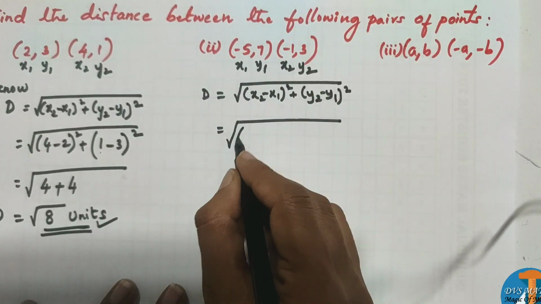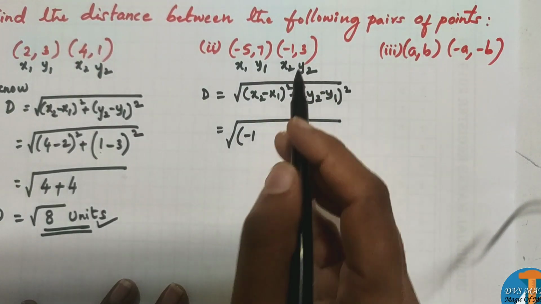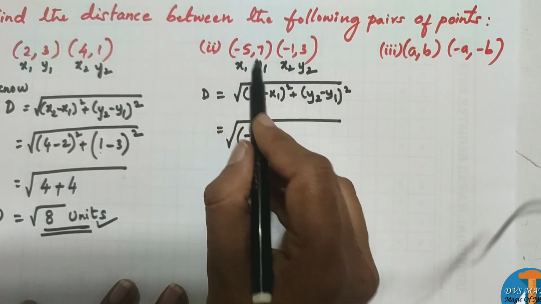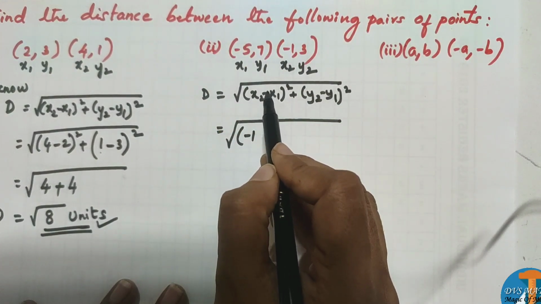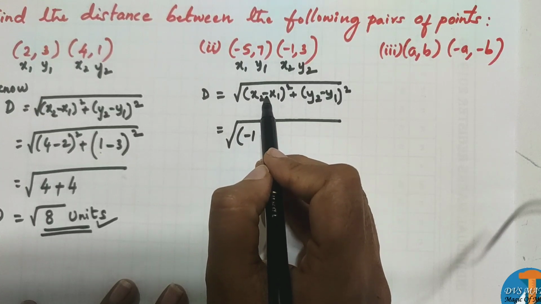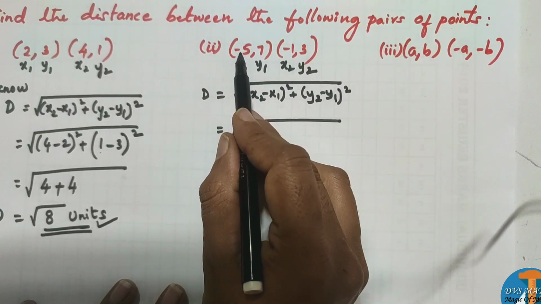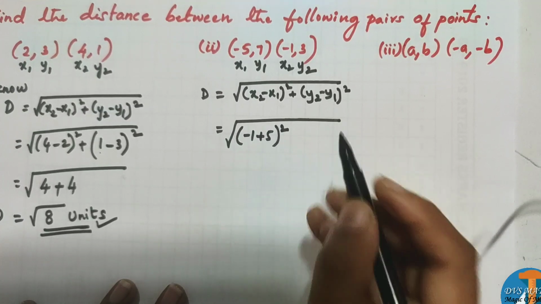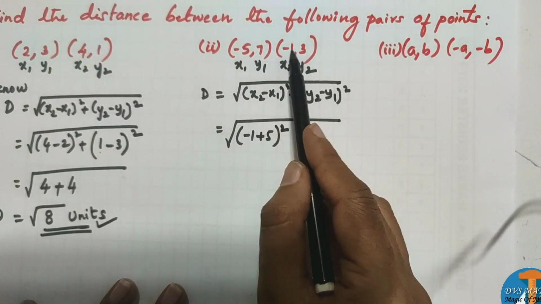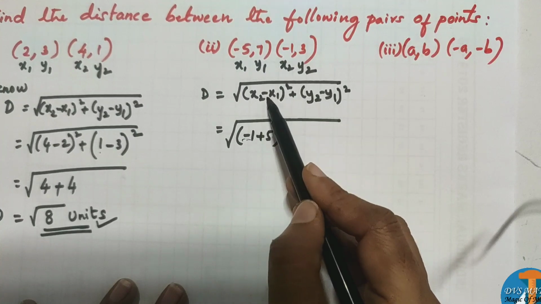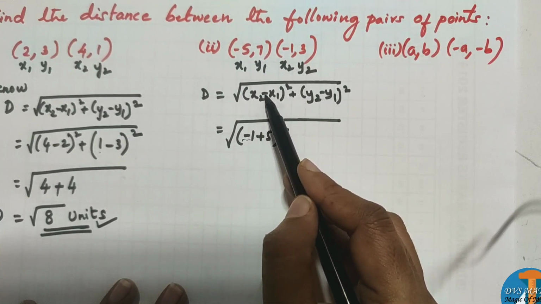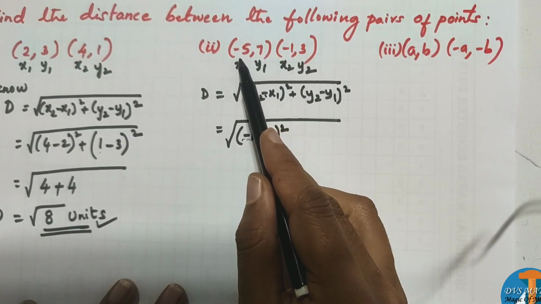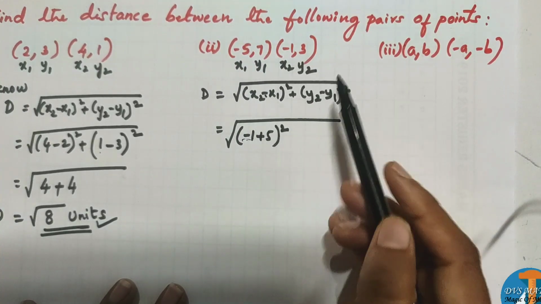x2 means minus 1. x1 means here you have minus. In the equation also you have minus. Observe carefully. In the equation you have minus, and the value of x1 is also minus. Minus into minus, plus 5 whole square. Again I am repeating. x2 is minus 1. Write it down. Here in the equation itself you have minus, the value of x1 is also minus. Minus into minus, it is plus 5 whole square.